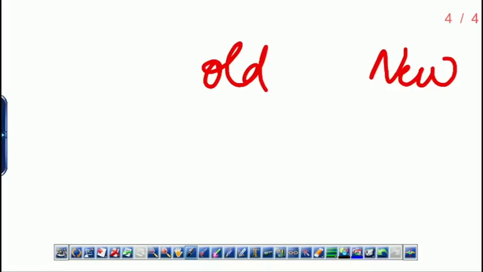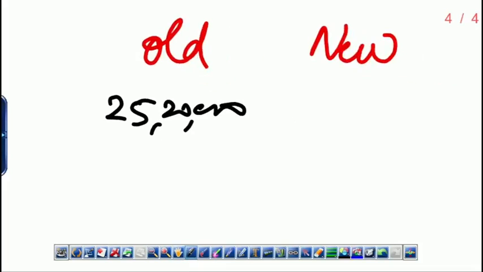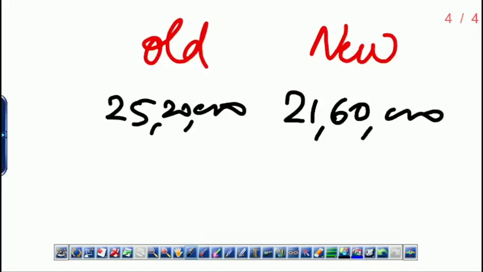That is 25 lakh 20,000 on the old bond. On the new bond, 12% of 300 lakhs into 0.6, and this is 21 lakh 60,000. Perfect. Next.